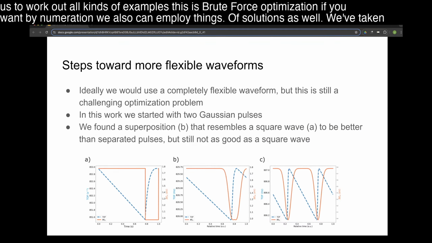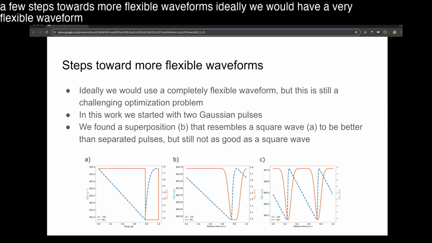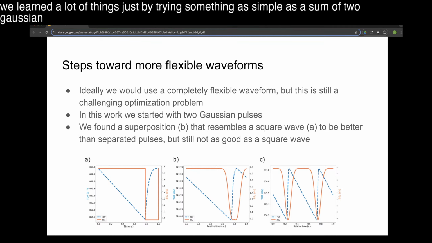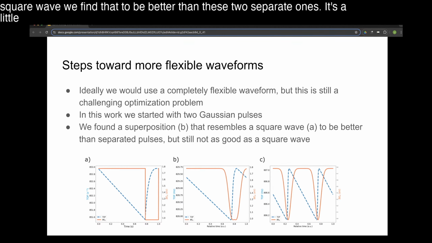We've taken a few steps towards more flexible waveforms. Ideally, we would have a very flexible waveform, but that still is a challenging optimization problem, and we learned a lot of things just by trying something as simple as a sum of 2 Gaussian pulses. And when we find a superposition that kind of looks like a square wave, we find that to be better than these 2 separate ones. This is a little bit tricky to figure out overall.